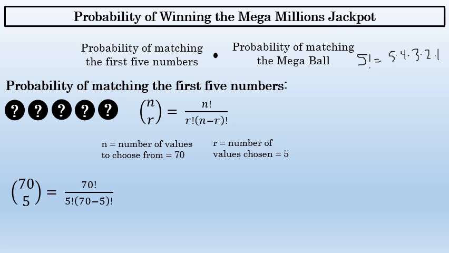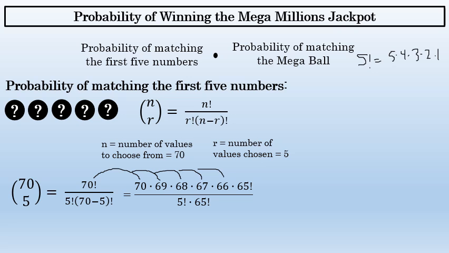70 factorial over 5 factorial times 70 minus 5 factorial can be simplified like this. What I've done here is I've taken 70 factorial and instead of writing it out the whole way, I've just taken 70 times 69 times 68 times 67 times 66 times, and instead of going the whole way down to 1, I've stopped at 65 factorial, which represents 65 times every number smaller than it. And the reason that I've done that is because look in the denominator. In the denominator is 70 minus 5 factorial, and 70 minus 5 is, of course, 65 factorial.